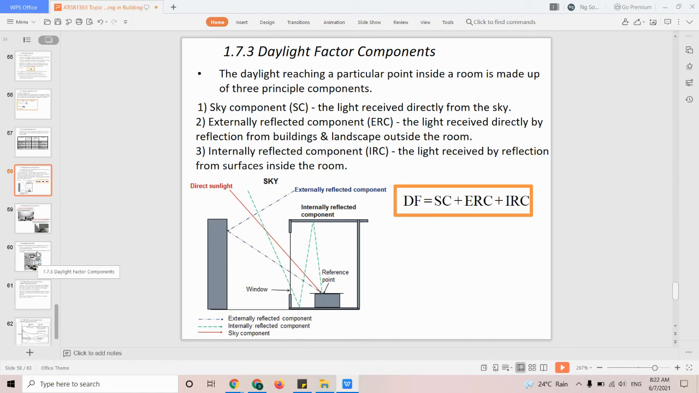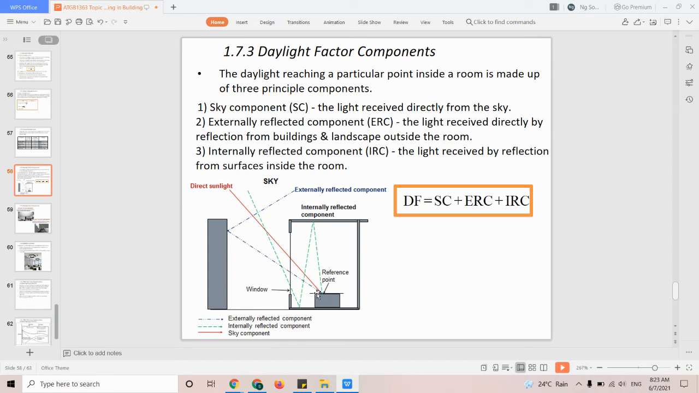Okay, so when it comes to natural lighting inside a room, there's actually three components. The most direct, the main principle, is the sky component, and then you have any externally reflected component, and then we have any internally reflected component. So a direct component will be the sky component, which means the sun directly shining into the room.